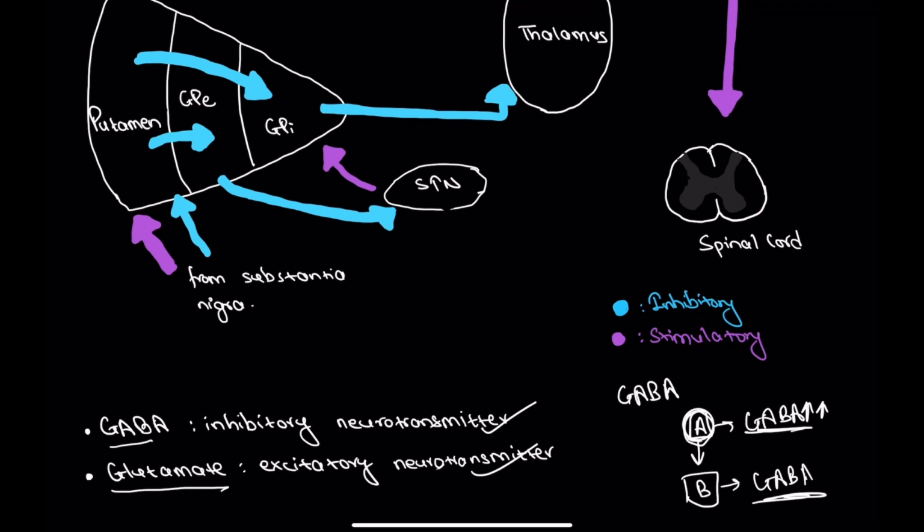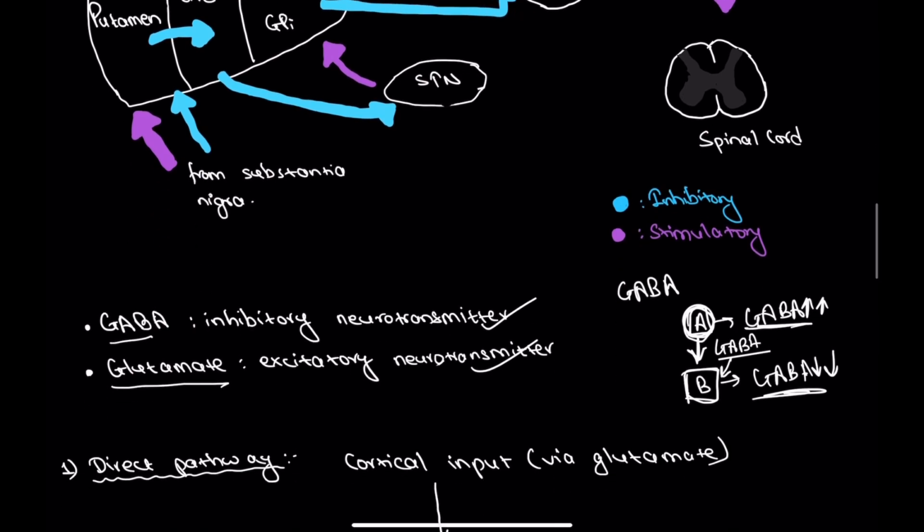Now, if A acts upon B, A will release GABA, which is inhibitory in nature. So this will inhibit B. That means B will produce less GABA. That is, it will not inhibit, it will disinhibit. In other words, we can say it will activate the structure.